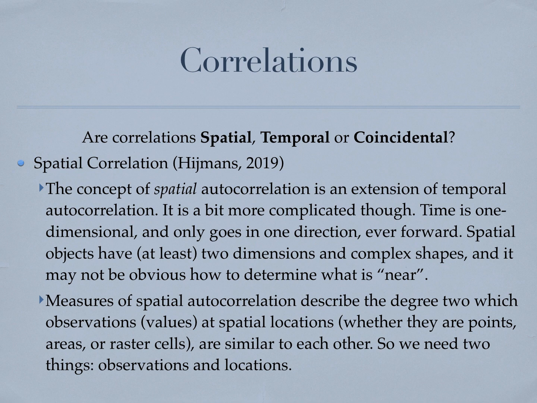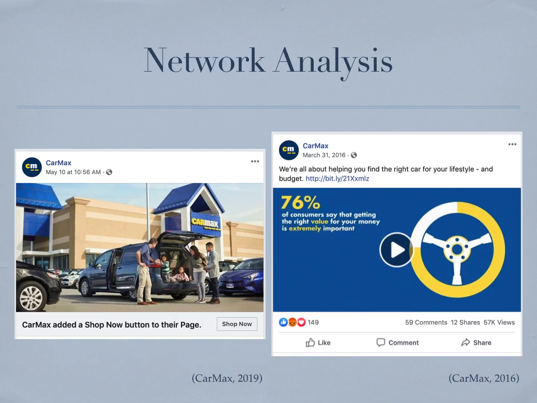Determine what is near. Measures of spatial autocorrelation describe the degree in which 2 observation values at spatial location, whether they are points, areas, or raster cells, are similar to each other. So we need 2 things: observations and locations.